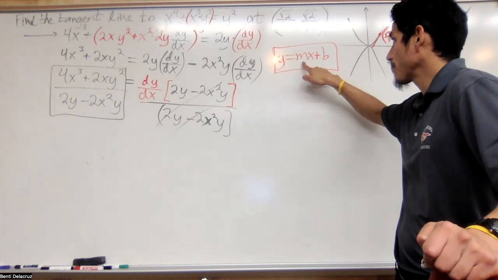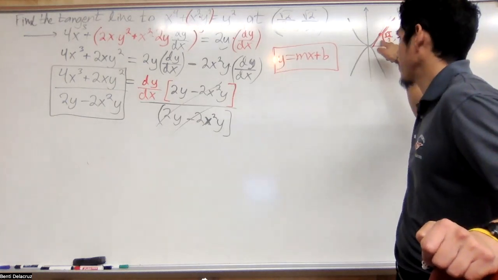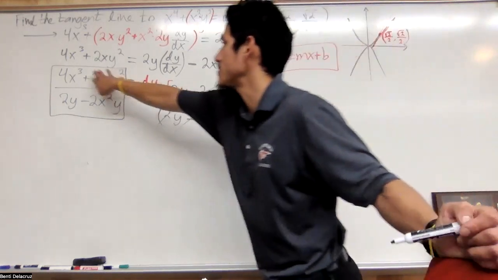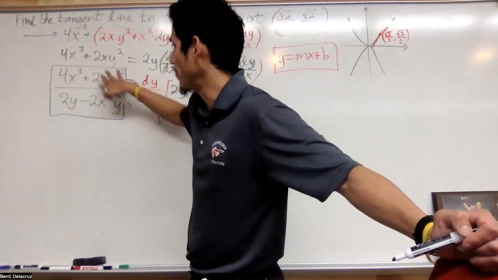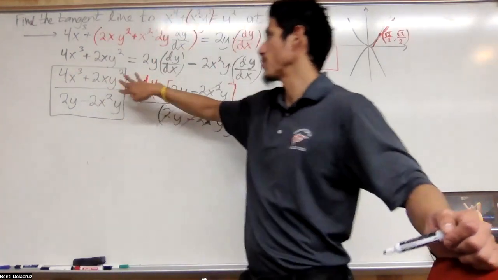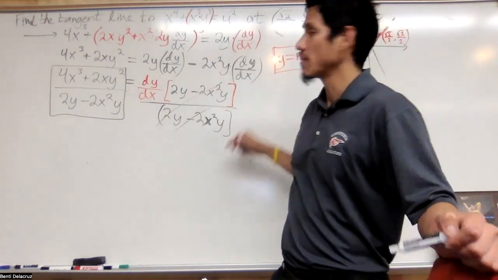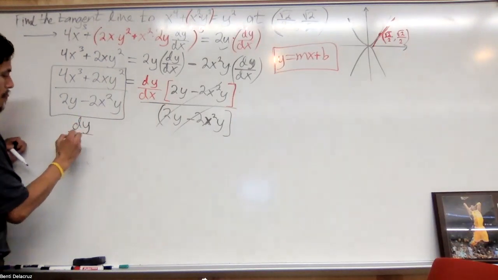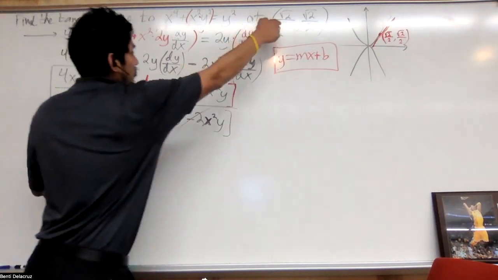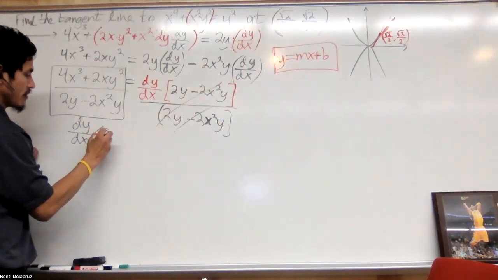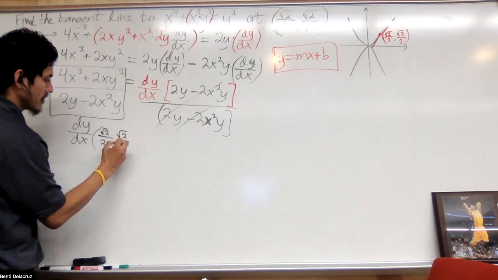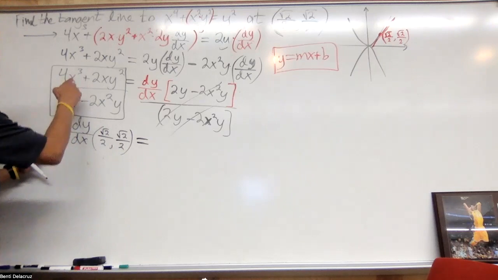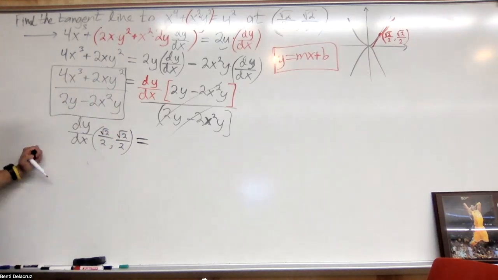To find m, that's going to be the derivative at this point. To find the derivative at this point, you're going to plug these values into this equation, and this equation evaluated will give you the value of m. So it essentially means you're going to evaluate dy/dx at the point root 2 over 2, root 2 over 2. So you're evaluating that for these x and y values. So we're going to plug this for x into here and this for y into here.